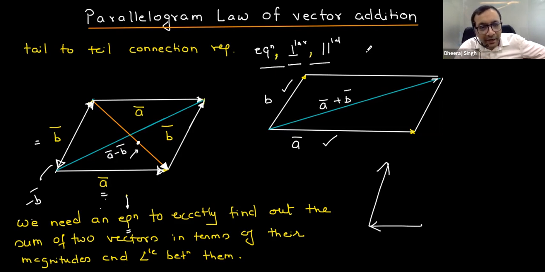All right. Anyone has any doubts till now? No doubts. What do I want? I want to find the equation so that I can find the length of the sum of the two vectors in terms of the length of both the vectors and the angle between the two vectors. Anyone has any doubts? Quickly type in. No doubts. Okay.